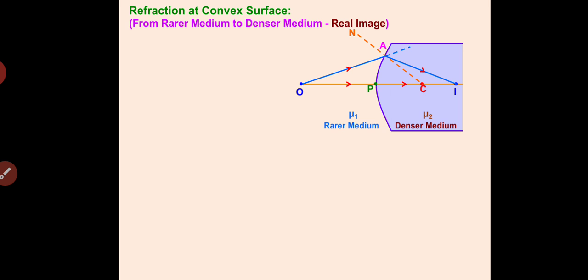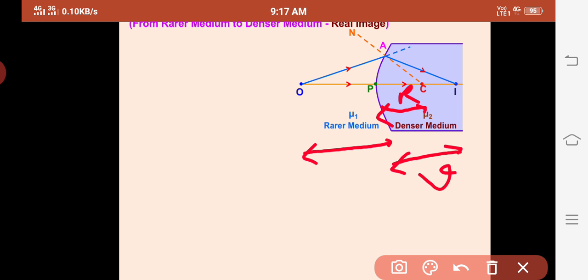For this refraction, our target is to find the relation between the object distance, which is taken as this, and the image distance, which is this one, and the radius of curvature. So we are going to find the relation between these three quantities. Object distance is conventionally written as u, image distance as v, and radius of curvature as capital R. So our aim is to find the relation between u, v, and R.